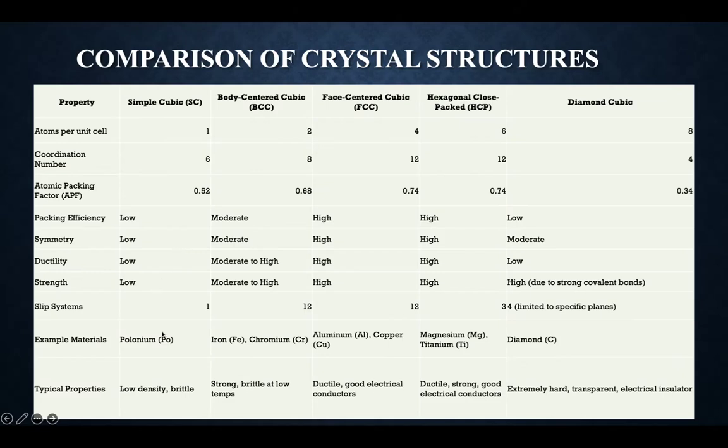An example of simple cubic is polonium, whereas for body-centered cubic it is iron, face-centered cubic is aluminum, hexagonal is magnesium, and for diamond cubic it is diamond.